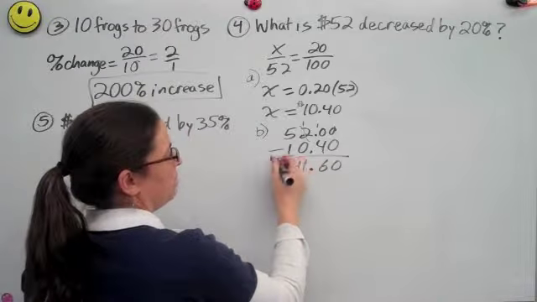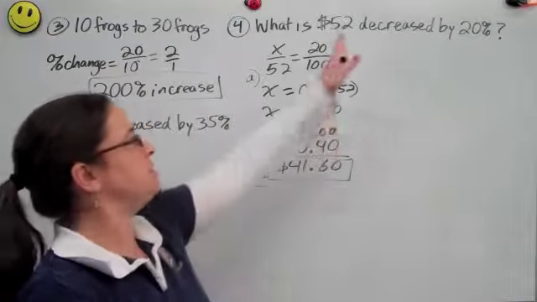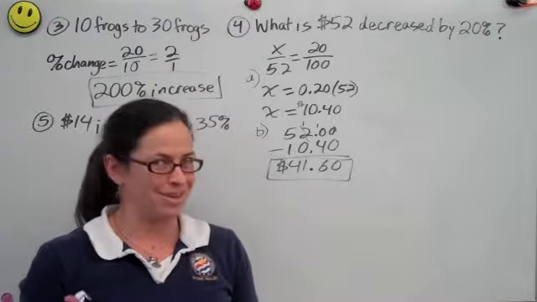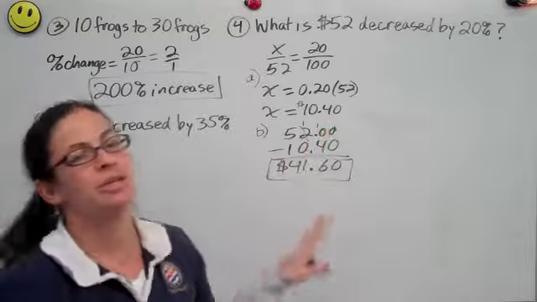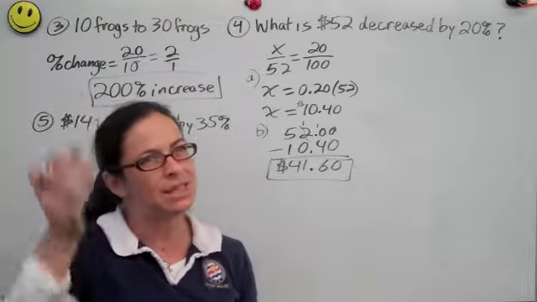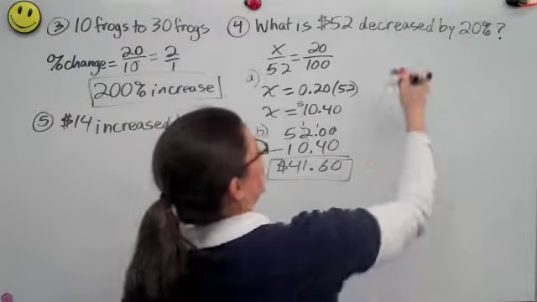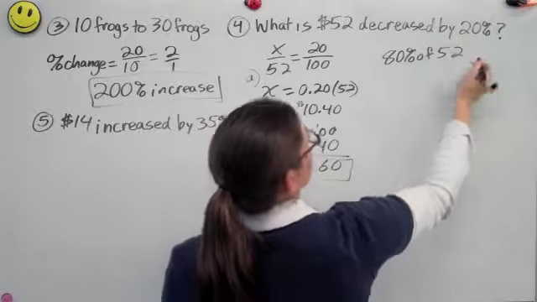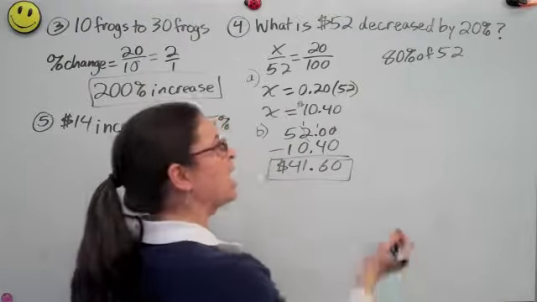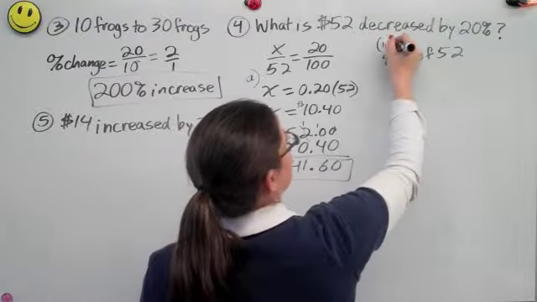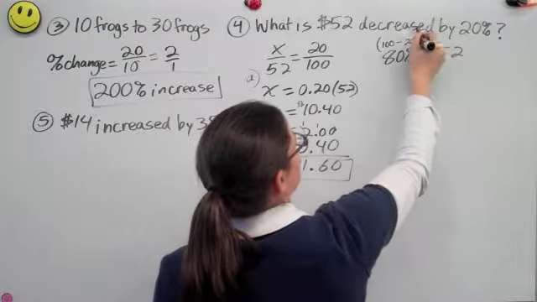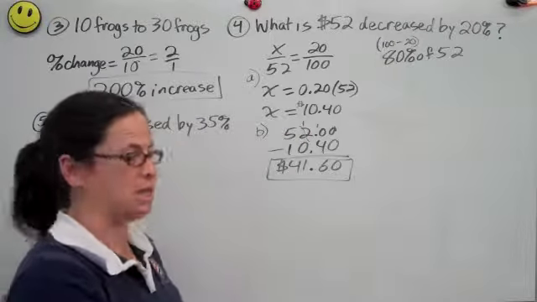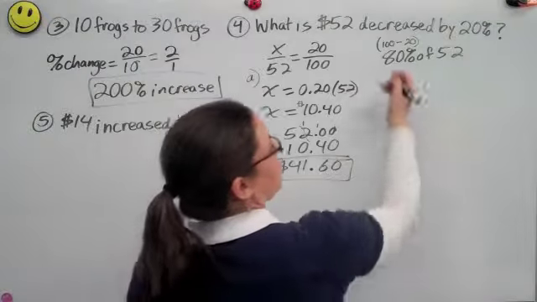And I ended up with $41.60. So if I take $52, I decrease it by 20%, I get $41.60. Shortcut. If you are taking a number and you're decreasing by 20%, well, isn't that actually the same as saying I want 80% of 52? Yeah, because what is 80%? It's finding 100 and subtracting 20, taking away the 20% that you're going to decrease by anyways, leaving you with 80%. So much easier shortcut, 80% of 52.